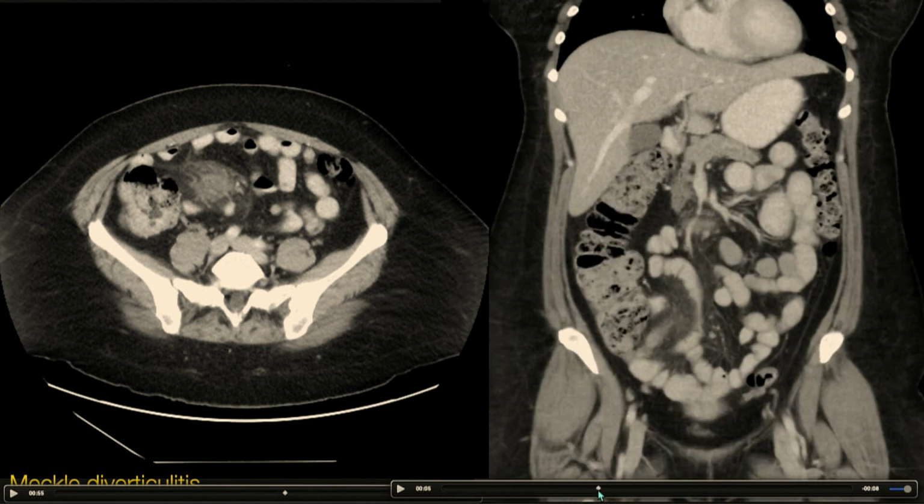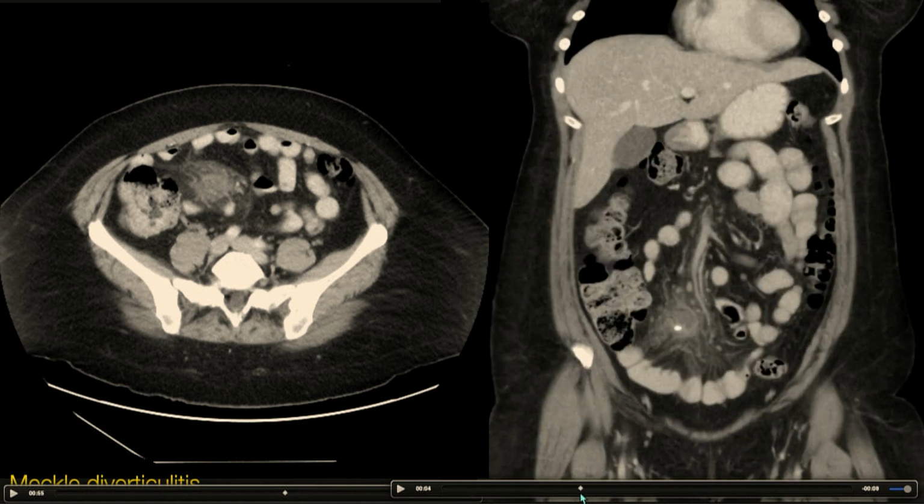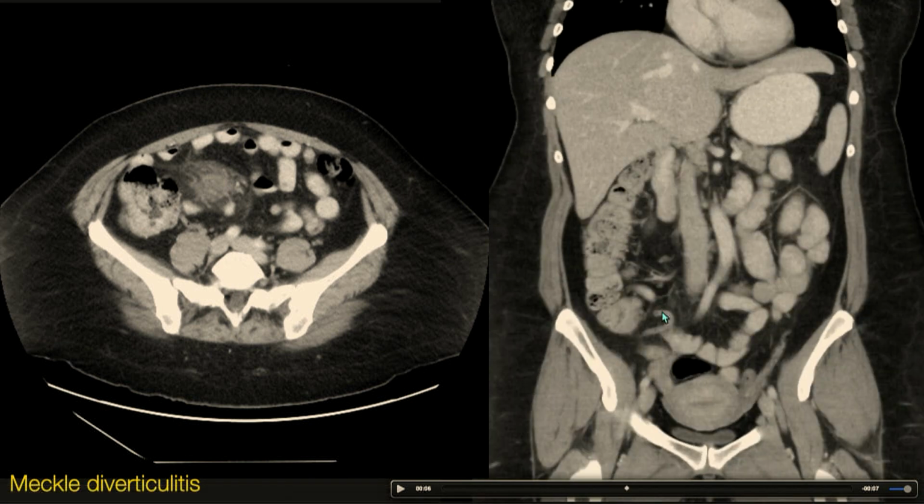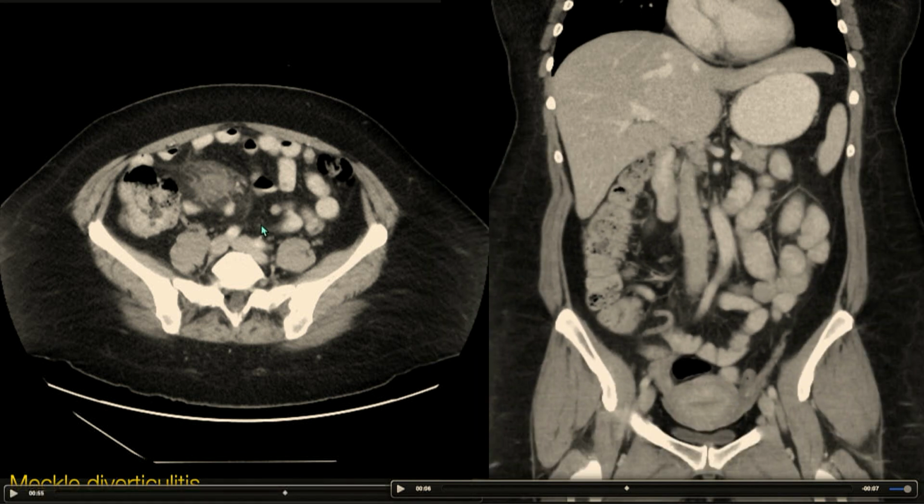And then also, if you're carefully evaluating where that structure is arising from, you can appreciate that it's arising from an ileal loop in the right lower quadrant, not the cecal base. And then there's that normal appendix right there, rewarding us for our diligence: Meckel diverticulitis, with a perforation of the tip.